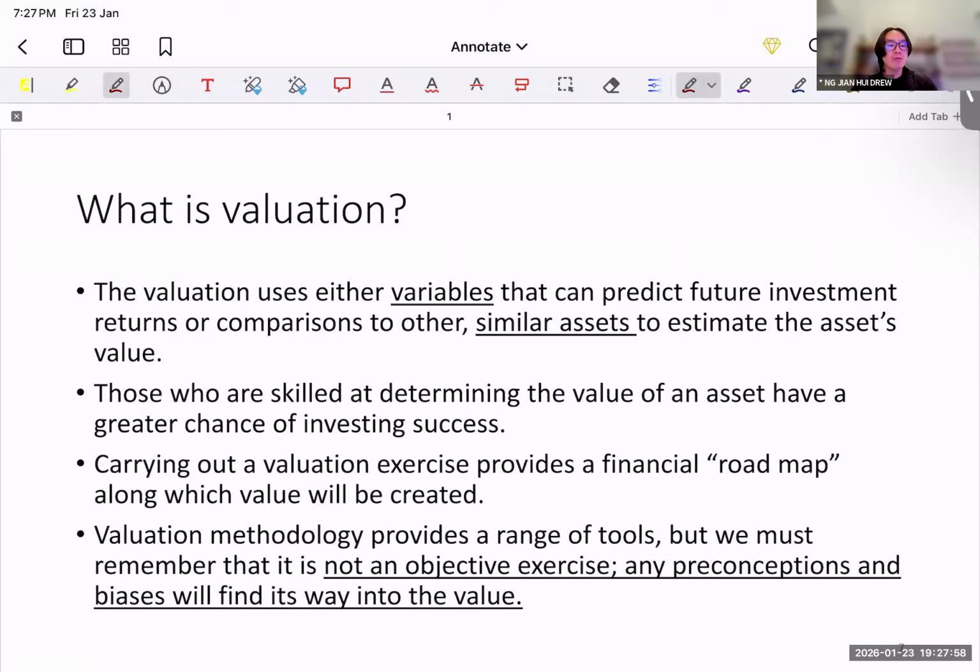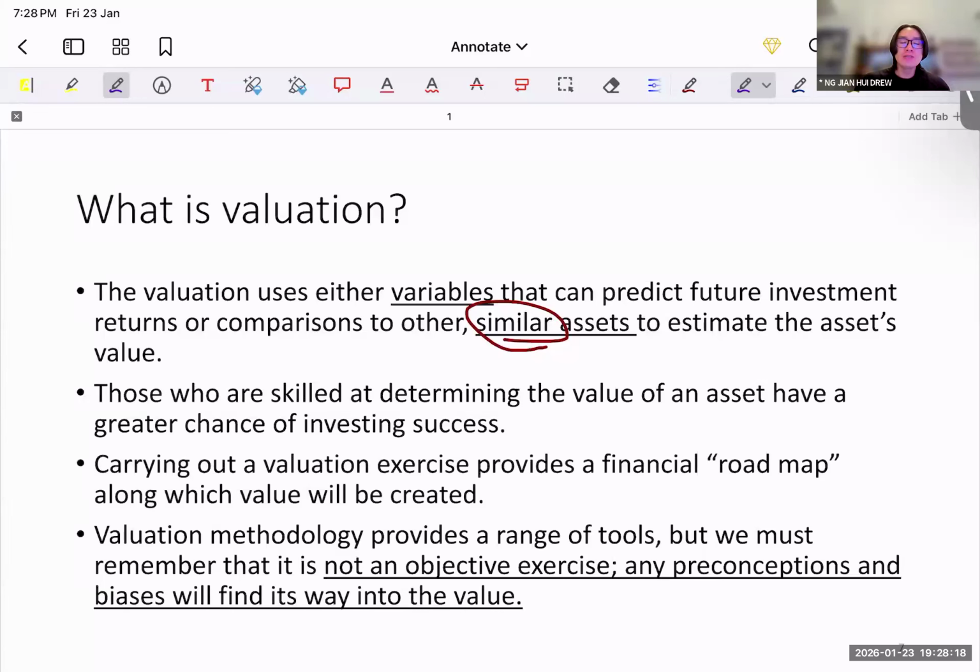So how do we value something, right? The simplest way is to find an asset that is similar, right? And in this sense, if we have two companies and both of them have similar business, and if we have the value of one company, we can determine the value of the other company.